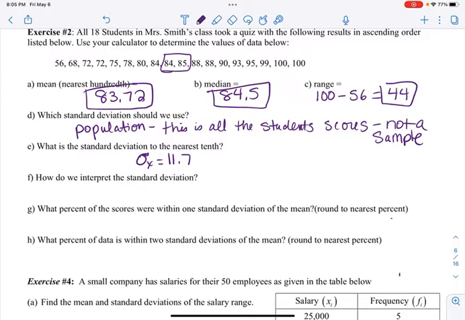How do we interpret the standard deviation? So on average, the data is 11.7 away from the mean. On average, a data point lies 11.7 away from the mean.